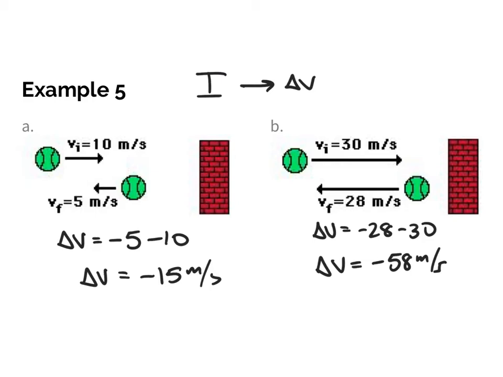All right, so you would get negative 15 meters per second. So again, losing 10 and then gaining 5, so that's an overall change of 15. Here we're losing 30 and then gaining 28, so that's an overall change of 58. So the greater impulse here would be found in case B with the overall greater change in speed.